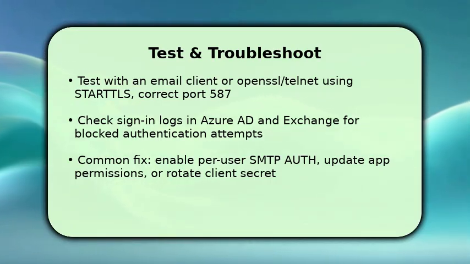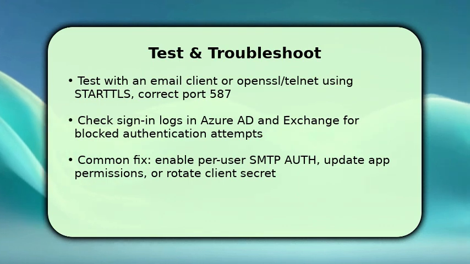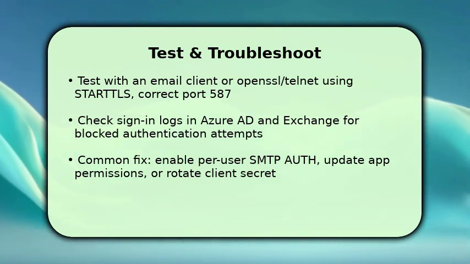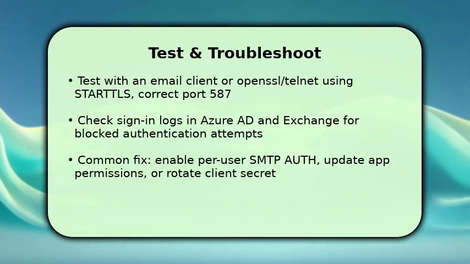Make sure the mailbox has SMTP auth enabled, the app has granted permissions, and the client secret hasn't expired. A key troubleshooting tip: if authentication is blocked, re-enable per-user SMTP auth briefly and review logs to pinpoint the cause.